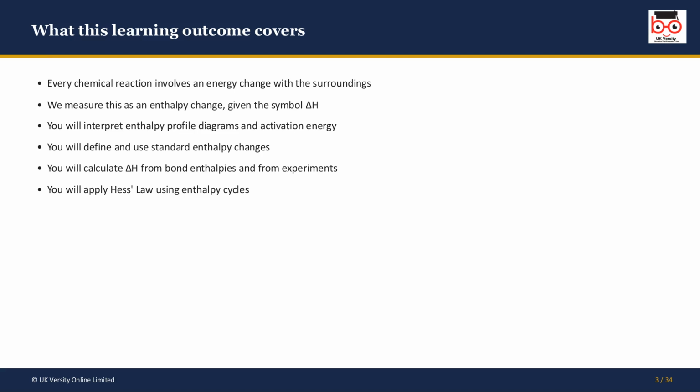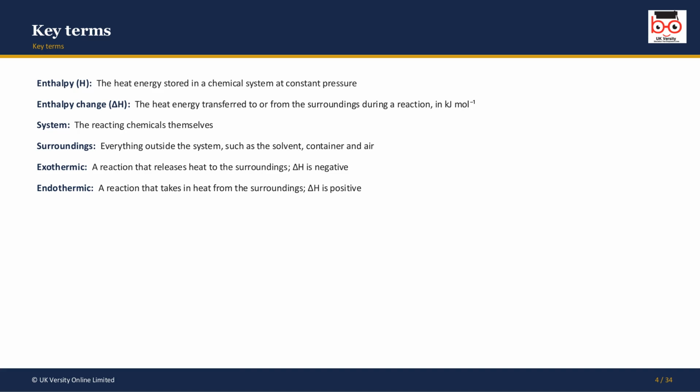Over this outcome, you'll learn to read enthalpy profile diagrams and understand activation energy, define and use the standard enthalpy changes, and calculate delta H both from bond enthalpies and from experiments. We'll finish by applying Hess's law using enthalpy cycles. Let's fix a few terms first.